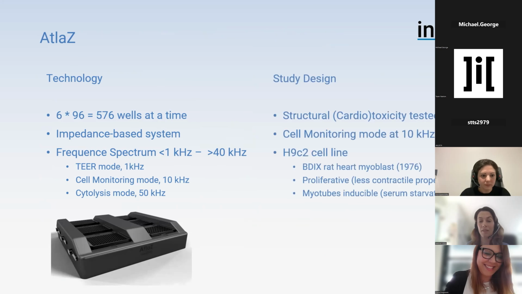So the study design was to test chronically the cardiotoxicity for 3 days using the cell monitoring mode. And because there are so many wells and that would burn quite a lot of commercial cells, we decided to go for a cell line again and use the H9C2 cell line, a rat heart myoblast cell line, that acts similarly to the smooth muscle cell line that we use. So they're proliferative, which is great because we can expand them quickly, but also they're rather immature.